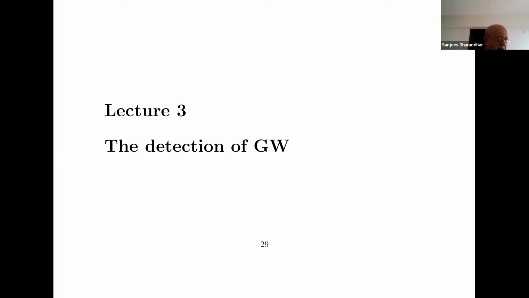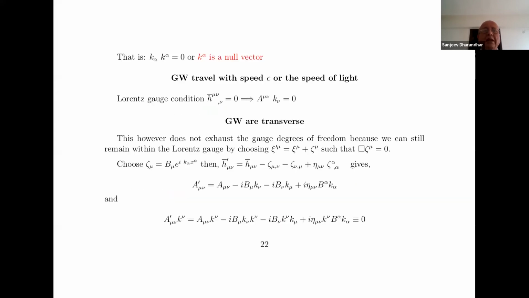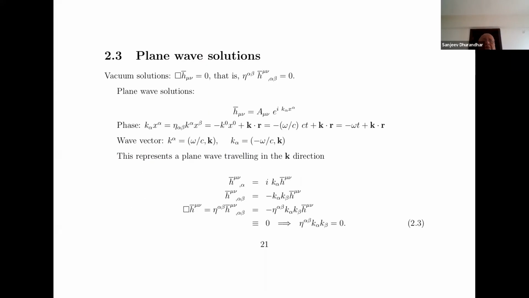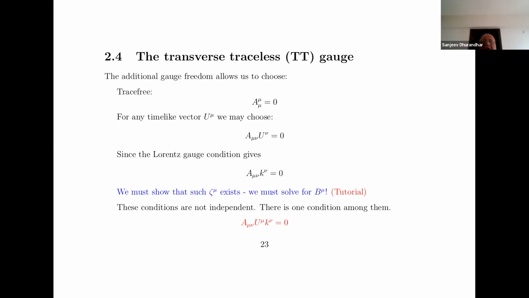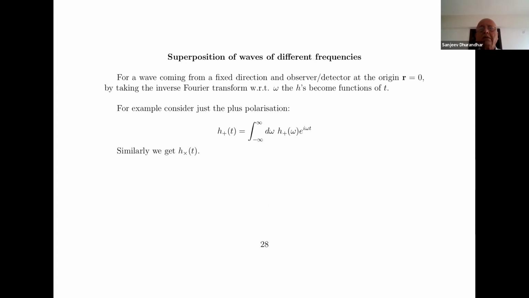Now we come to the detection of gravitational waves. So this was basically the propagation which I have talked about here, the propagation in vacuum. Now I will talk more about the detection, and then I'll go to the generation of gravitational waves. That will basically be the quadrupole formula, and I won't be going beyond the quadrupole formula in these lectures, because these were supposed to be basic lectures, so that's why I have only gone up to there.